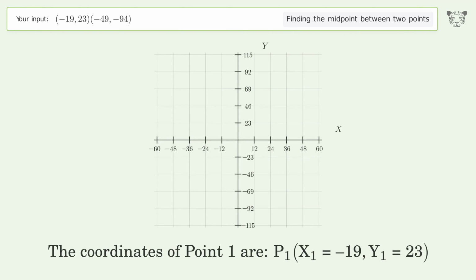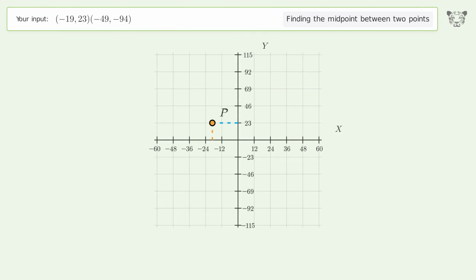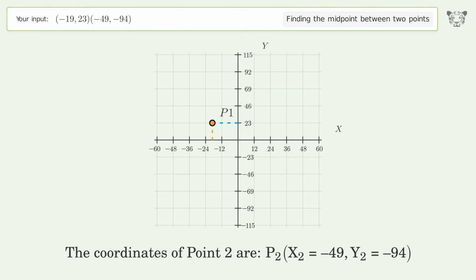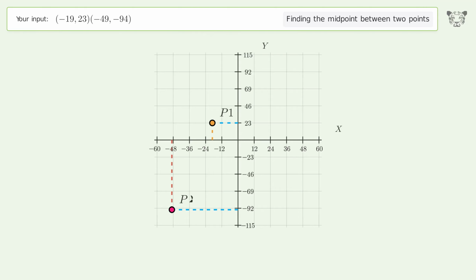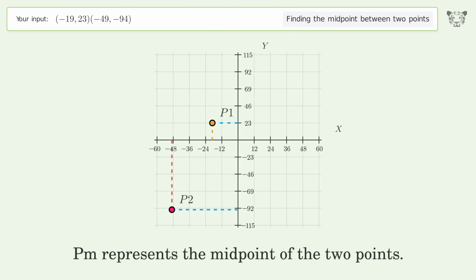The coordinates of point 1 are, x1 equals -19, y1 equals 23. The coordinates of point 2 are, x2 equals -49, y2 equals -94. PM represents the midpoint of the 2 points.